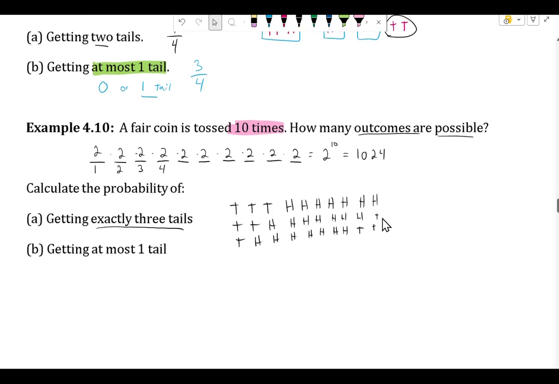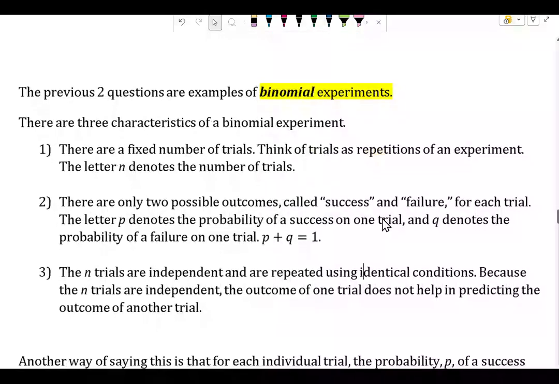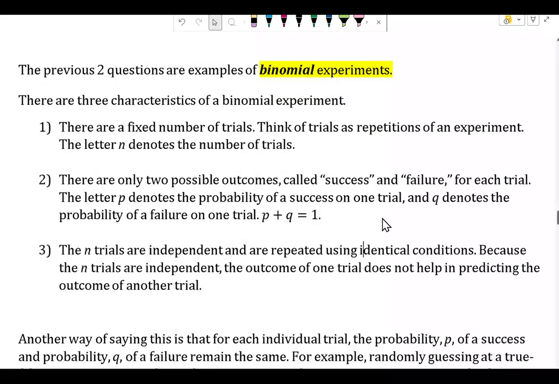Let's look at the binomial distribution. The previous 2 questions are examples of what's called a binomial experiment. There are 3 characteristics of a binomial experiment. The first is that there is a fixed number of trials. In example 4.9, we tossed a coin twice. In example 4.10, we tossed a coin 10 times. Think of trials as the repetitions of an experiment.